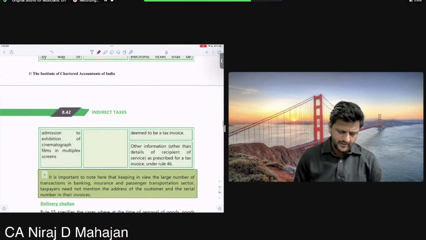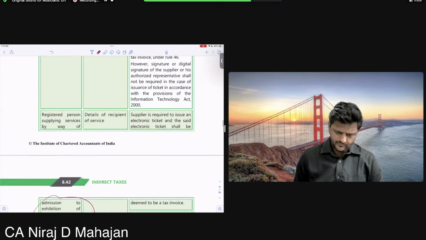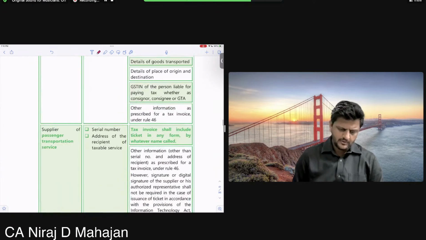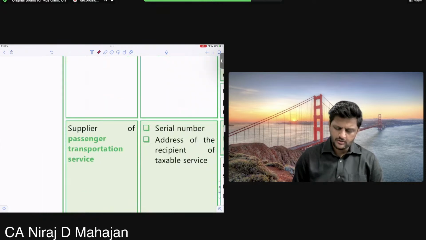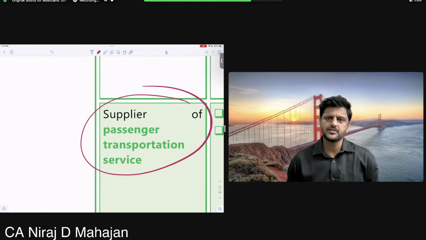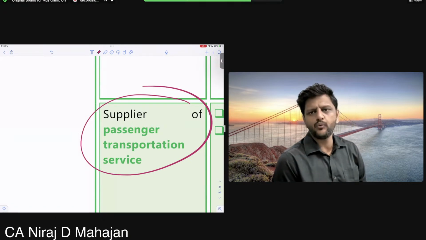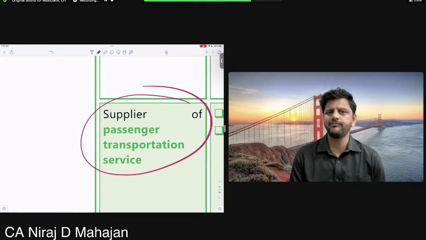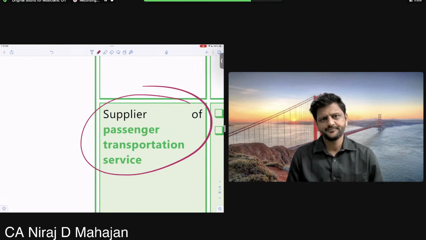Check here. Movie tickets we have. Then the supplier of passenger transportation service. Tell me, bachcho, what do you call it? Train ticket, bus ticket, and what? Boarding pass, or what? Flight tickets. Clear till here?